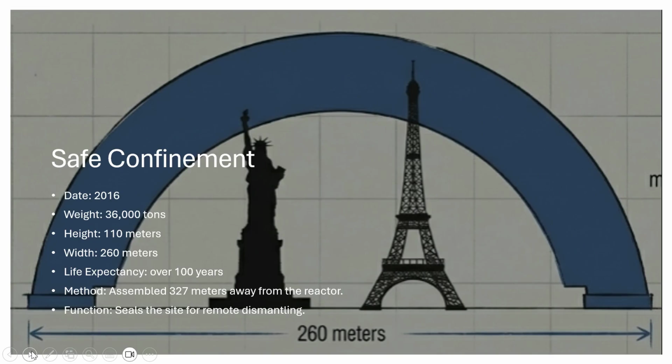In 2016, the new safe confinement was completed. This massive arch, which was 110 meters high and 260 meters wide, was assembled 327 meters away from the site and slid into place. It weighs 36,000 tons and has a life expectancy of over 100 years, and allows for the eventual remote dismantling of the reactor.